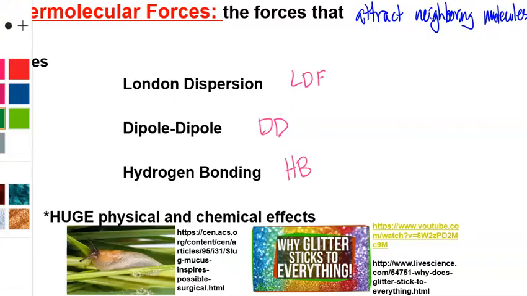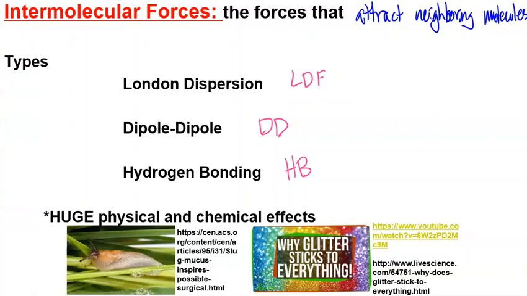Now, I arranged these in this way because I wanted to show how London dispersion forces are the weakest of intermolecular forces, and hydrogen bonding is the strongest, meaning that dipole-dipole forces are kind of in between. They're not super weak, they're not super strong. What's interesting is that when we get a whole bunch of London dispersion forces together, they can be strong. But individually, if we look at a little bit of London dispersion forces or a little bit of hydrogen bonding, the hydrogen bonding is much stronger than the London dispersion forces.